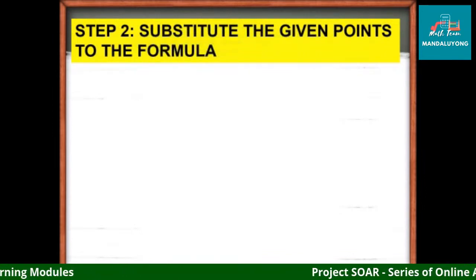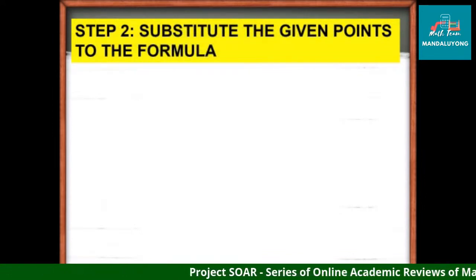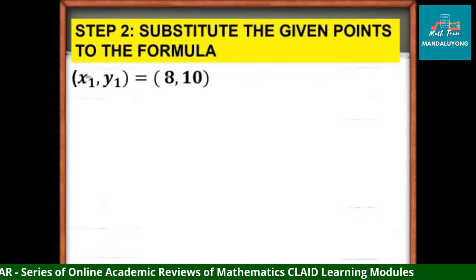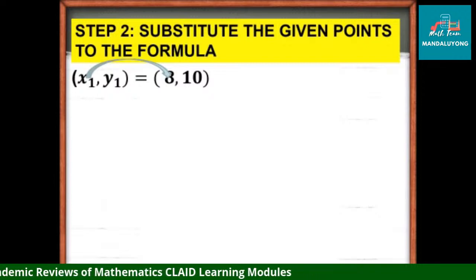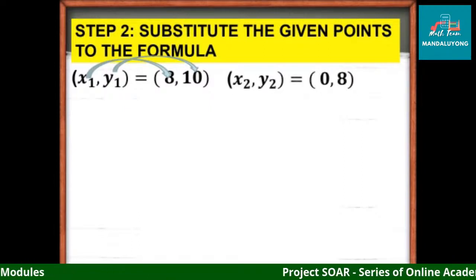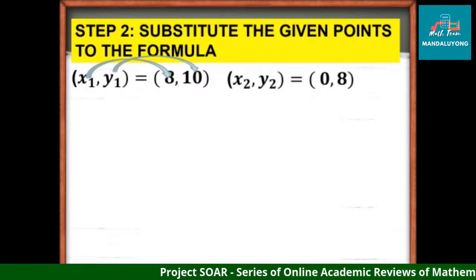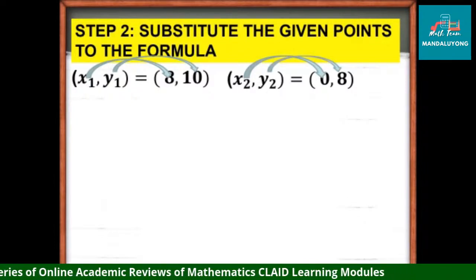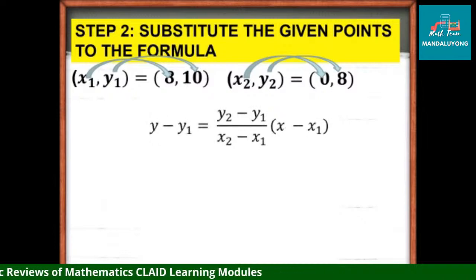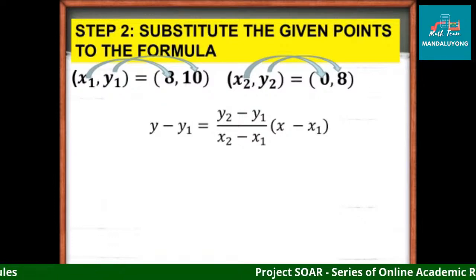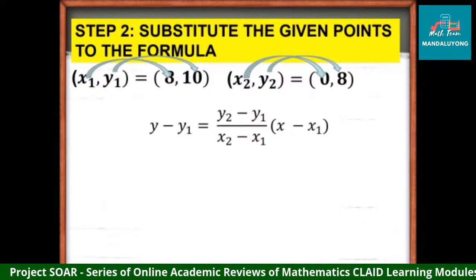Step 2. Substitute the given points to the formula. Our x sub 1, y sub 1 is (8, 10). Our x sub 1 is 8. Our y sub 1 is 10. Our x sub 2, y sub 2 is (0, 8). Our x sub 2 is 0. Our y sub 2 is 8. The two-point formula is y minus y sub 1 equals y sub 2 minus y sub 1 all over x sub 2 minus x sub 1, quantity x minus x sub 1.